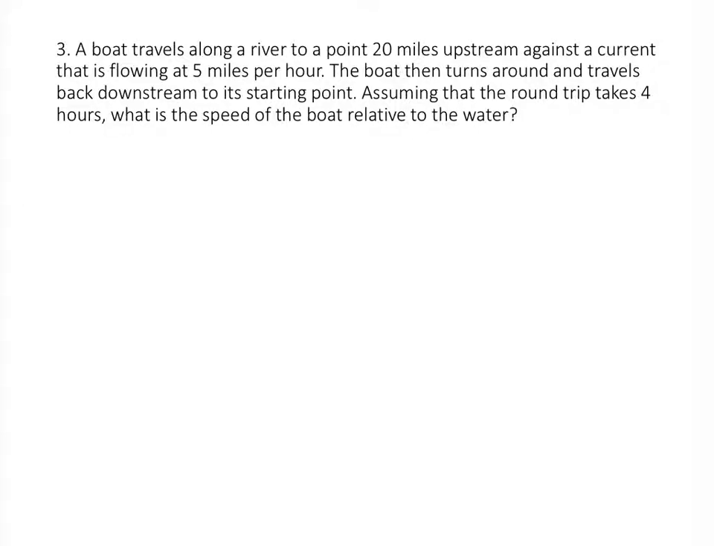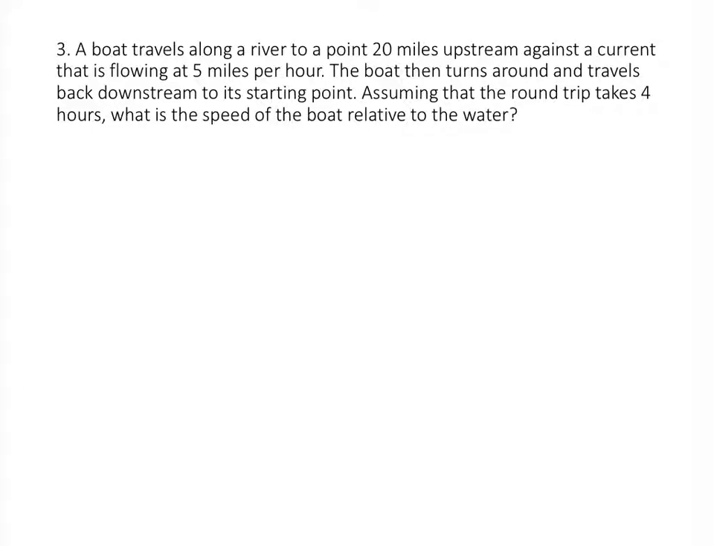Finally, we have one of these, what we call uniform motion problems. So there's a lot of information here, but the basic idea is that we've got a round trip. We're traveling upstream against a current, and then we turn around and travel back downstream, and we want to know the speed of the boat relative to the water. So in other words, the speed of the boat if there was no current.